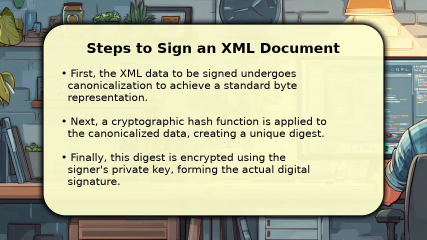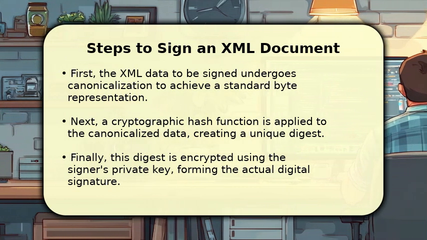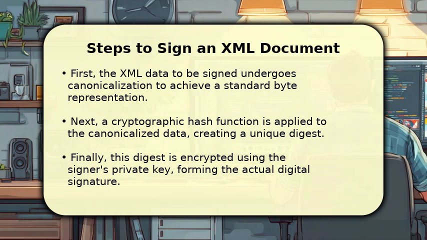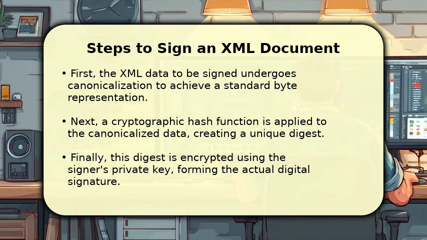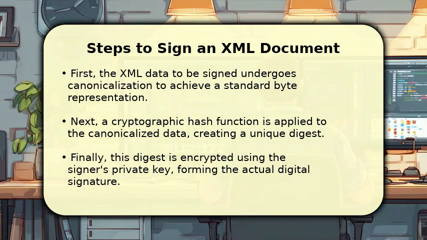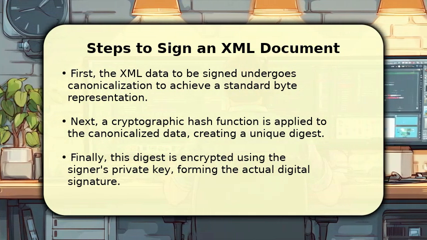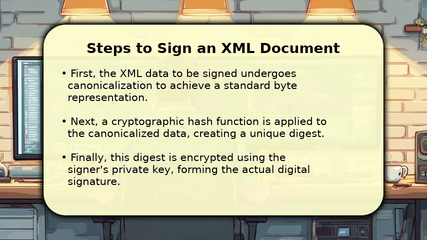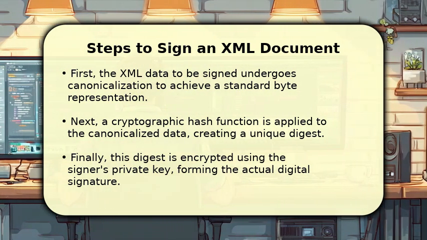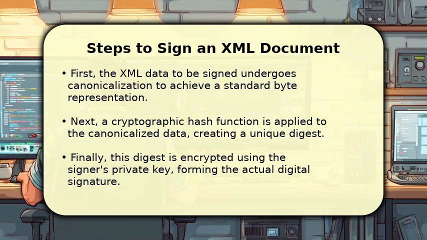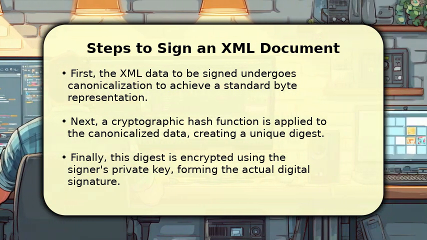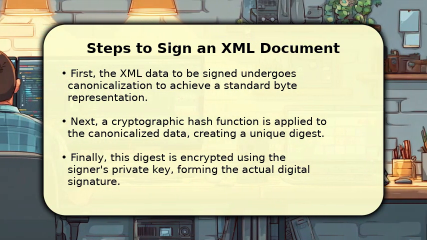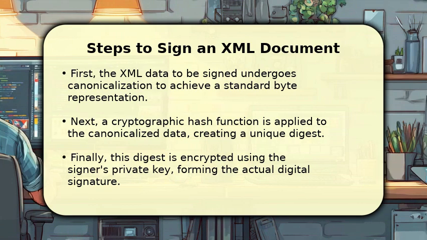Signing an XML document involves several distinct, secure steps. Initially, your XML data is transformed into a standardized format through canonicalization, which ensures consistent byte representation regardless of minor structural differences. This standardized data is then processed by a hashing algorithm, producing a compact, fixed-size digest. This digest is the core proof of integrity. Finally, this hash is encrypted using your private key, creating the unique digital signature itself, ready to be attached.